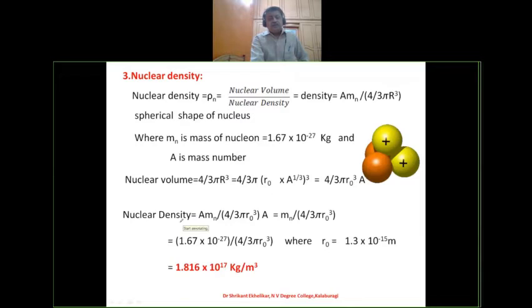So nuclear density, mass is A Mn divided by volume 4 by 3 pi R naught cube A. So we end up with the expression Mn divided by 4 by 3 pi R naught cube, where the nuclear density is independent of mass number A, and the final result is of the order of 1.816 into 10 raised to plus 17 kg per meter cube. So very high density of the nucleus.